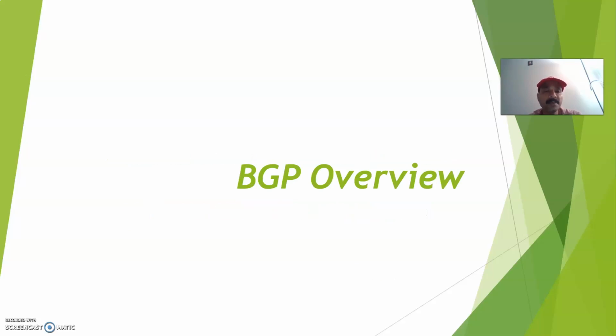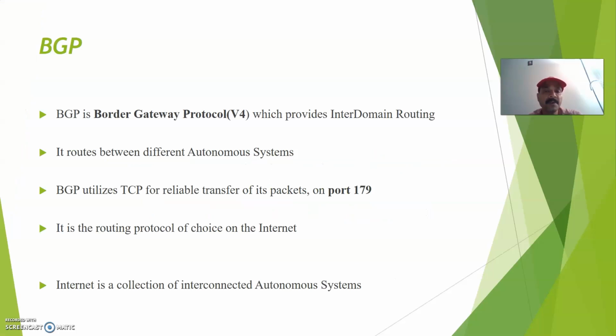And today let us discuss BGP. BGP is Border Gateway Protocol version 4, which provides inter-domain routing. It is used to route between different autonomous systems. Since the internet is a collection of interconnected autonomous systems, BGP is the best routing protocol to route between different autonomous systems, and it utilizes TCP for reliable transfer of packets on port 179.